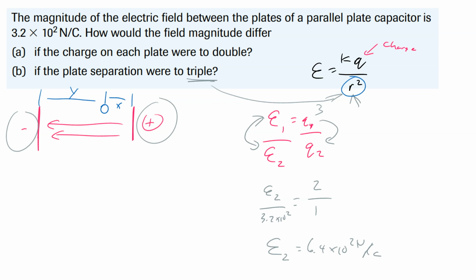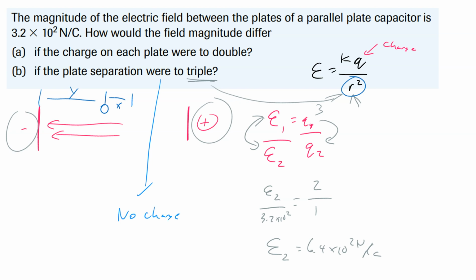If we were to take this plate right here and move it, well, remember, what makes an electric field? What makes an electric field is the charge between this positive and the negative plate. It's the density. So the answer is if we triple the separation, there is no change to the electric field.